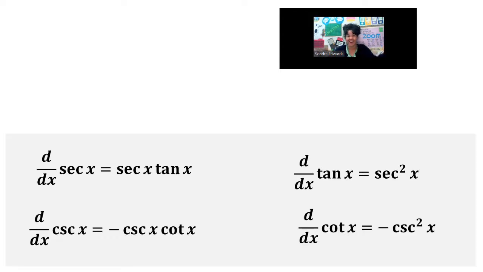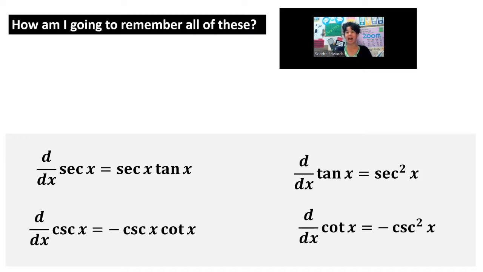Here are the other 4 derivatives of trig functions that you need to have memorized. And I'm sure you're thinking, how in the heck am I going to remember these derivatives? Well, first, write them down. Let's start there. And I'm just going to run through those really quick. Derivative of secant of x is secant of x multiplied by tangent of x. Derivative of cosecant of x is -1 times the cosecant of x times the cotangent of x. The derivative of tangent of x is secant squared of x.